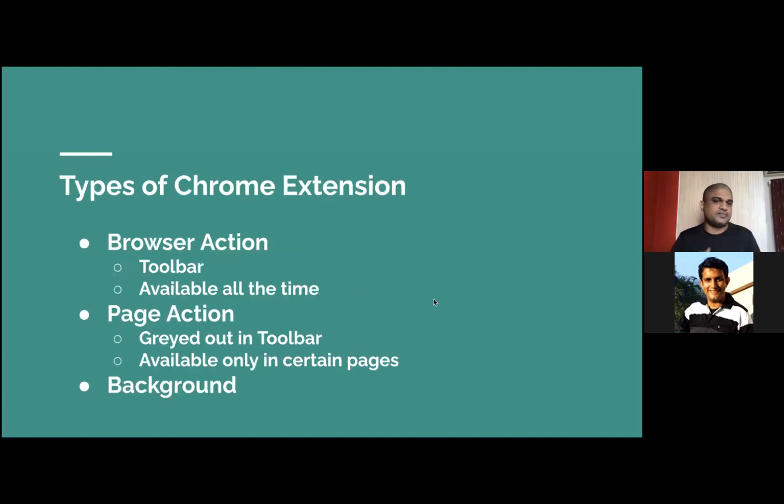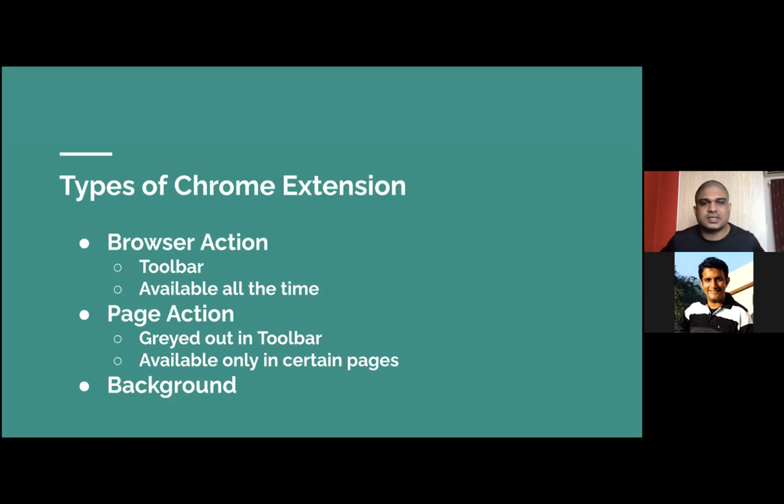So the different types of Chrome extension, right? There are three types of Chrome extensions: browser action, page action, and the background. You might be familiar with the browser actions. They can be easily identified if you look at the toolbar. There will be an icon on the browser toolbar, and when you click on it, you can see that. It's available all the time whenever you open the browser, and you can just play around with that one.